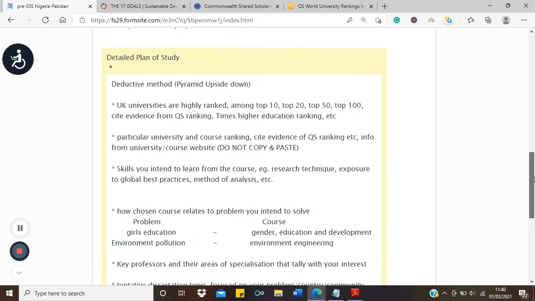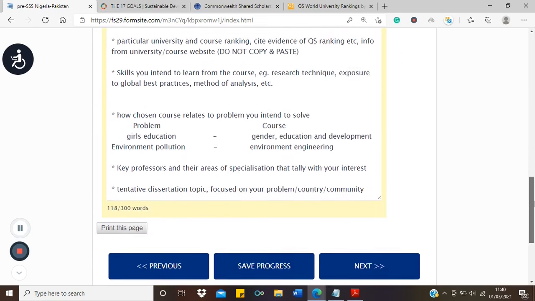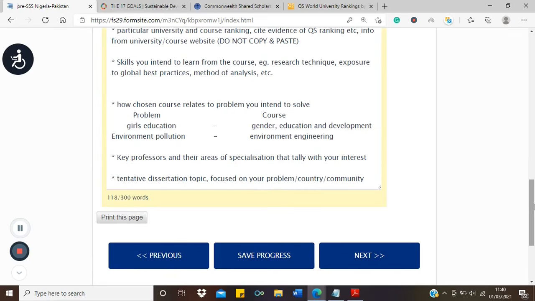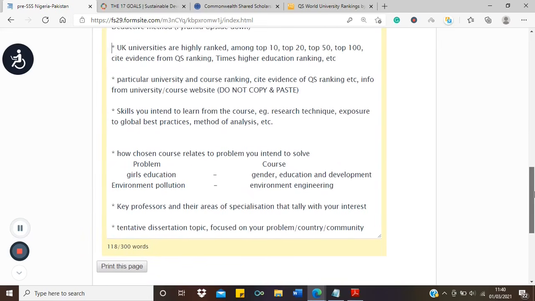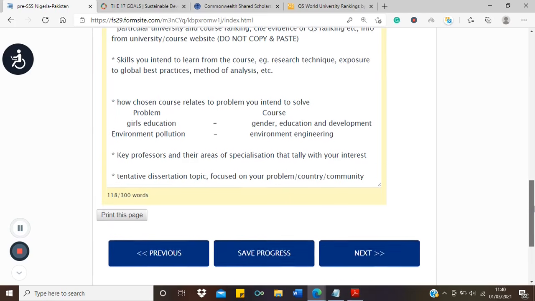Could talk about the faculty as well of this university. Probably drop names of professors, drop names of faculty members you hope to work with, whose research interests align with yours, and who could be possible dissertation advisors and supervisors and things like that. Then see how those courses you've chosen will help you solve the problem we mentioned earlier.